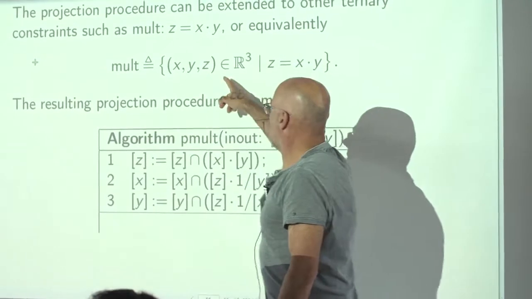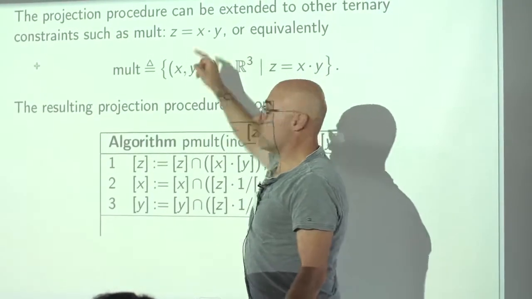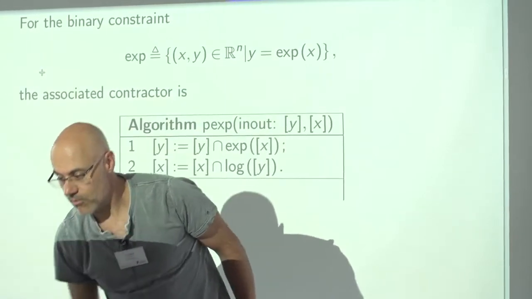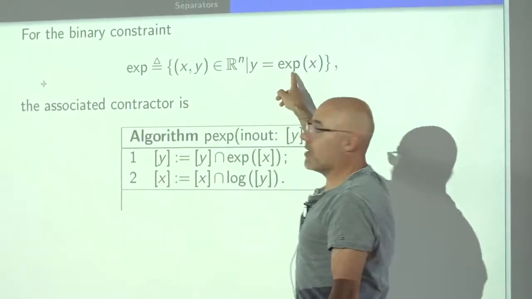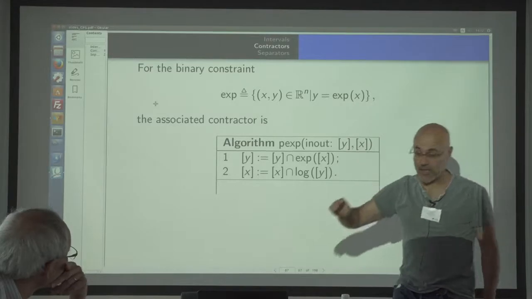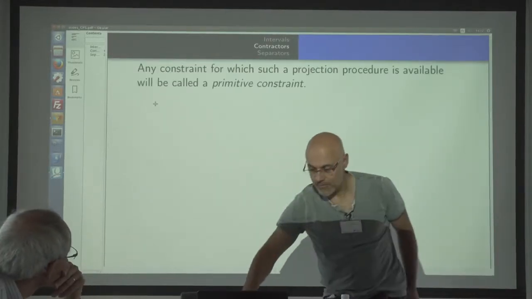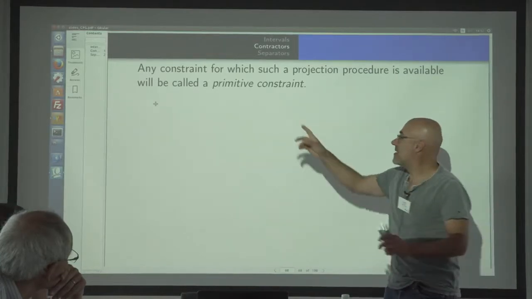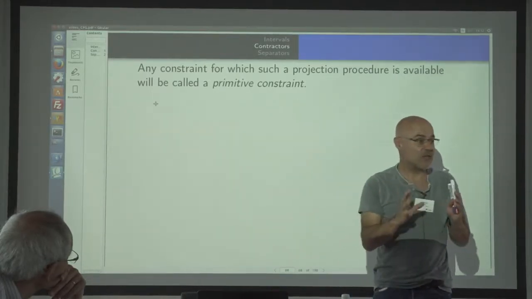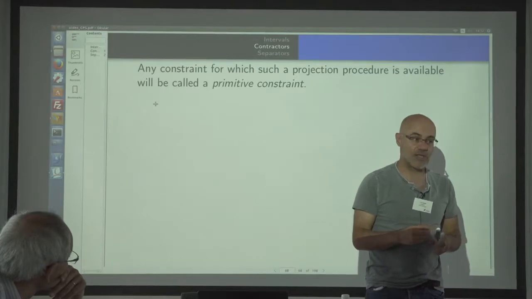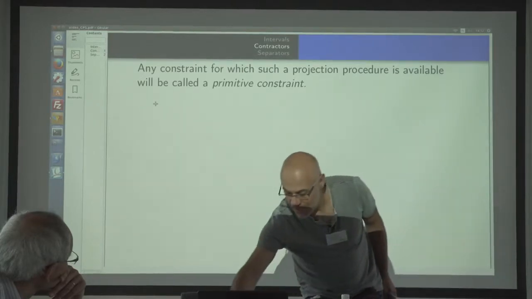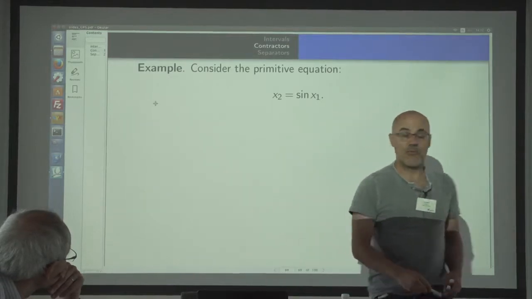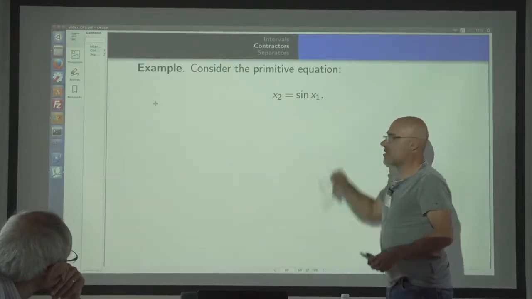You can do the same with other constraints, such as the multiplication, exponential, sine, and so on. So we build elementary contractors for all constraints that cannot be decomposed. I will explain later what cannot be decomposed. It is what is called a primitive constraint. So a primitive constraint is like this one.